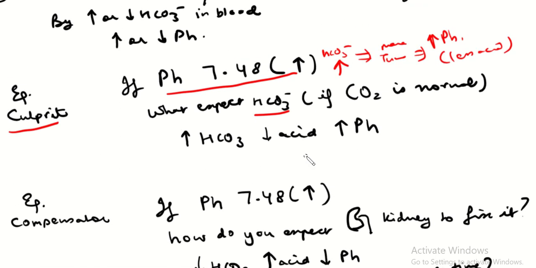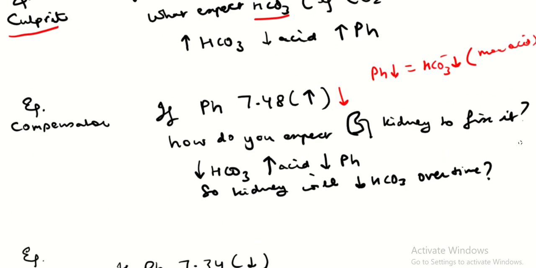If it's compensating, if it's 7.48, how do you expect the kidneys to fix it? Well, the way to fix it is to lower this pH. So the pH has to be lowered. And it's going to be lowered if the bicarb goes low, because bicarb going low means more acid is retained. So excrete more bicarb.